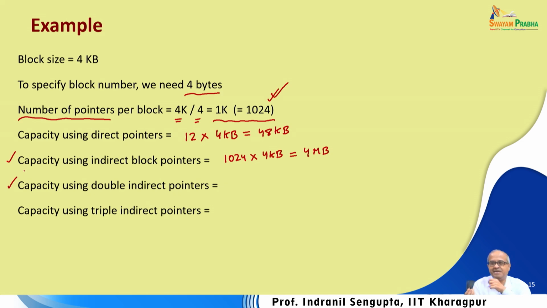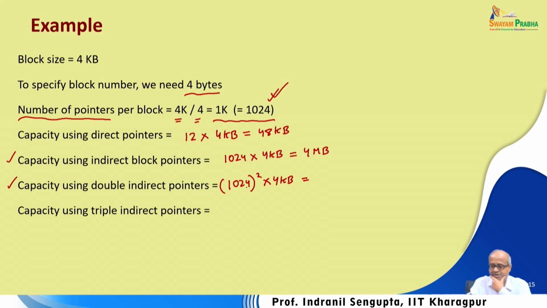Double indirect pointer, I said total number of pointers how many? 1024 whole square, because 1024 pointers in the next table, each of the pointers containing 1024 pointers again. So, 1024 whole square. So, using double indirect pointers, it will be 1024 whole square multiplied by 4 kb. So, 1024 is 1 k. So, 1 k whole square means 1 meg, 1 meg into 4 kilobyte how much?